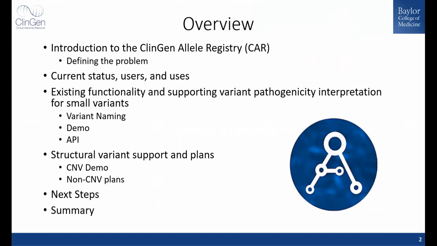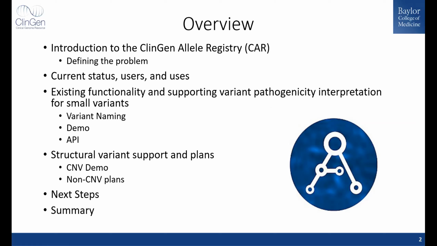Okay, so I'd like to start with an overview of the topics that I'm going to cover today. So the first thing we're going to do is talk about the overview of the ClinGen Allele Registry, defining the problem and the attributes of the ClinGen Allele Registry that allow it to solve some of these problems, specifically for ClinGen, but also some outside groups as well. I would like to address the current status of the registry, along with the users and uses.